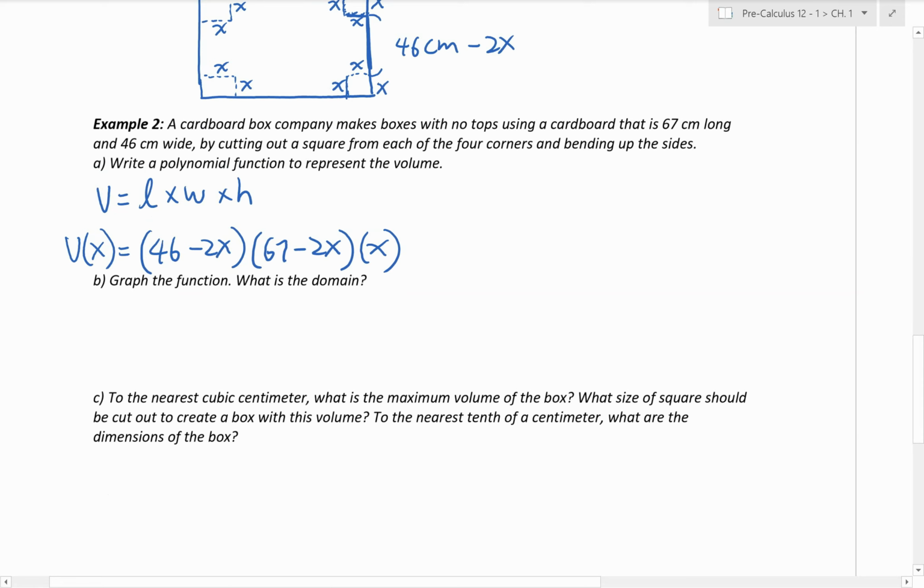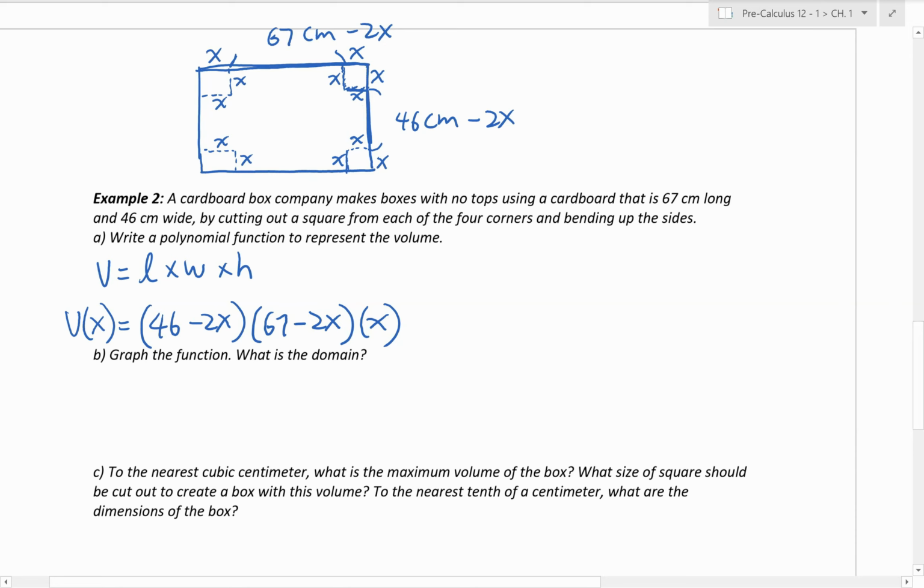Now, before we actually graph this, I want you to think about the domain first. When we talk about domain, we need to think about its restrictions. Obviously, if it's a polynomial function, the domain should be all real numbers. Now, because we have a context, right? It's a word problem, so there's a context to this question. So we need to think about what restrictions we have.